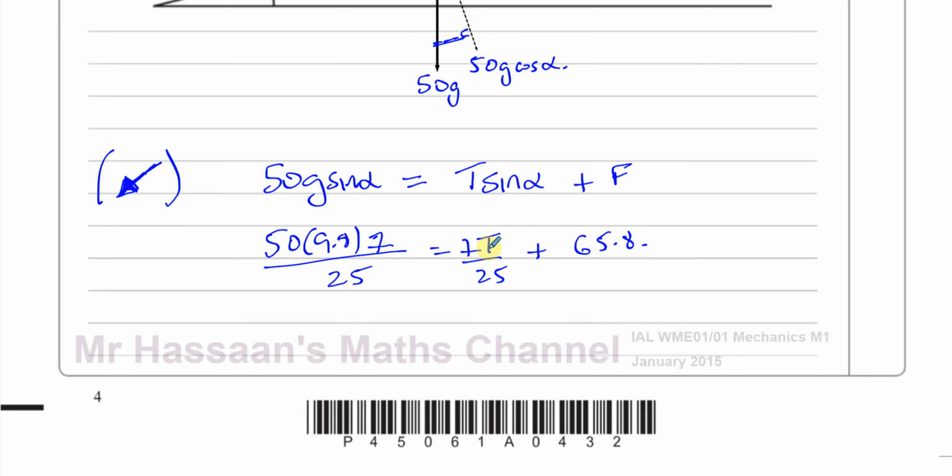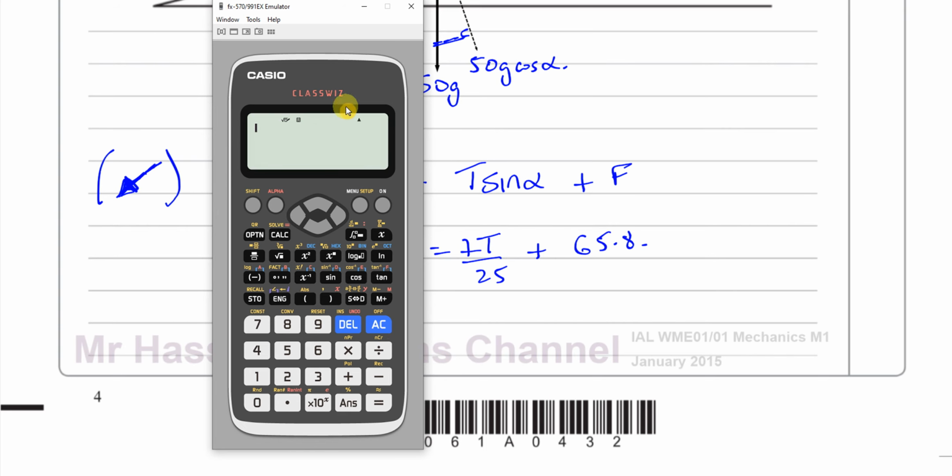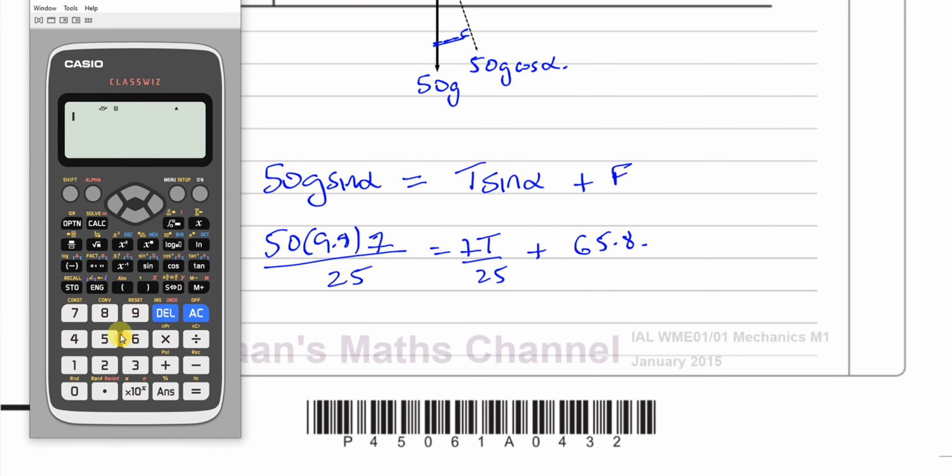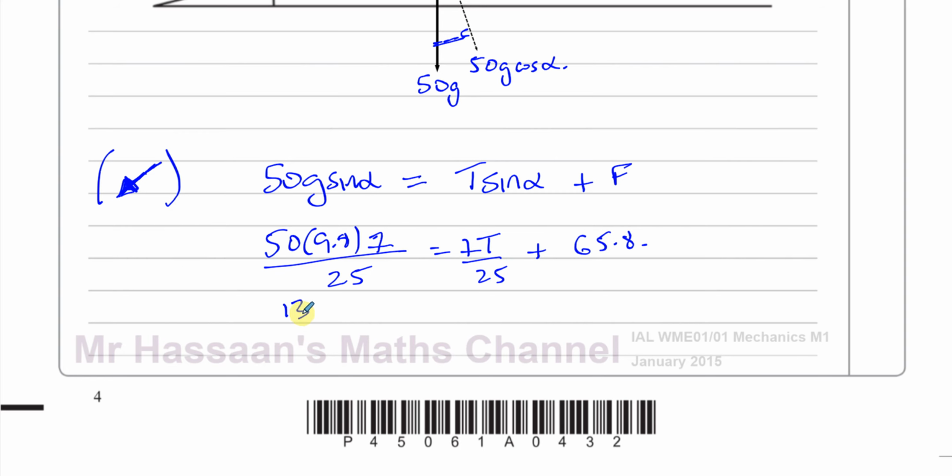65.8. So the only thing we don't know is the T here. If I calculate all of this, let me put this in my calculator. I have 50 times 9.8 times 7, all over 25. That gives us 137.2. All right, 137.2 minus 65.8. I'll take that away from both sides.